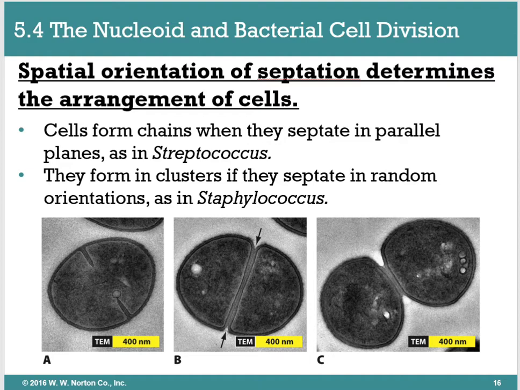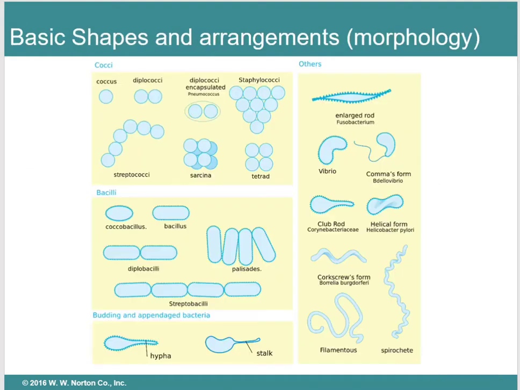Okay, so with that, I'm going to show you some different morphologies, meaning different cell shape and arrangement. From this slide, I definitely want you to know what cocci and bacilli and budding appendages mean. So cocci means circle, bacilli is kind of elongated, and then budding is like the elongation of a cell. You can kind of think of it as like a noodle if you want, or like a tentacle.